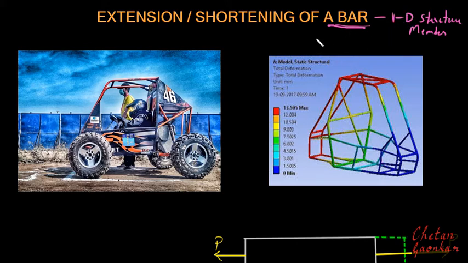Because in the case of a bar, one of its dimensions is usually very large compared to its other two dimensions, and that is why we call it a 1D structure, because one of its dimensions is very large compared to the other two dimensions.